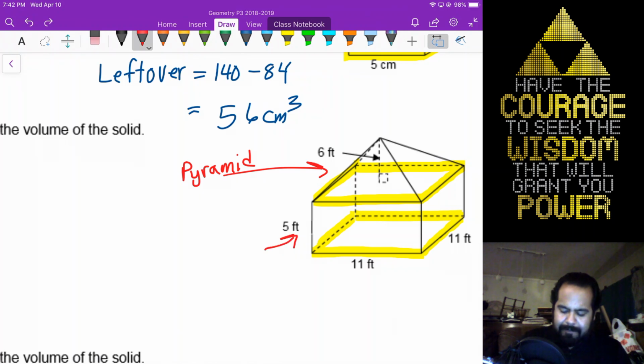And then our prism. So for our prism, we're going to find its volume by doing 11 times 11 times the height, which is 5.